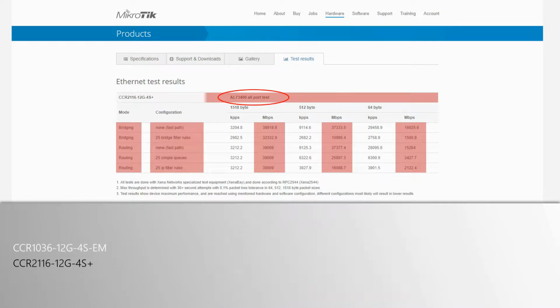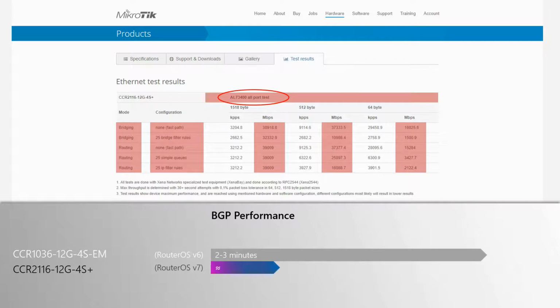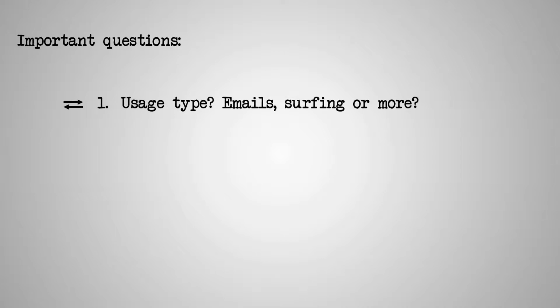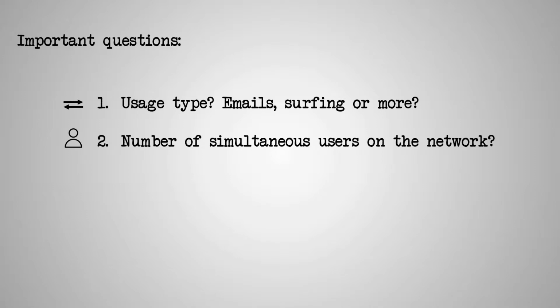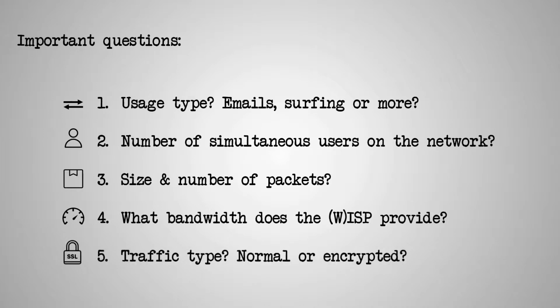Furthermore, the BGP performance of the 1036 with a version 6 RouterOS takes somewhere between 2 to 3 minutes, while the 2116 using the version 7 RouterOS takes around 30 seconds, which gives you a performance of about 6 times faster. As a result of such unprecedented performance regarding MikroTik Ethernet routers, you do well to consider certain parameters as always before making a purchase, starting with your type of usage, number of simultaneous users on your network, packet numbers and sizes, available bandwidth, and traffic type in terms of encryption.